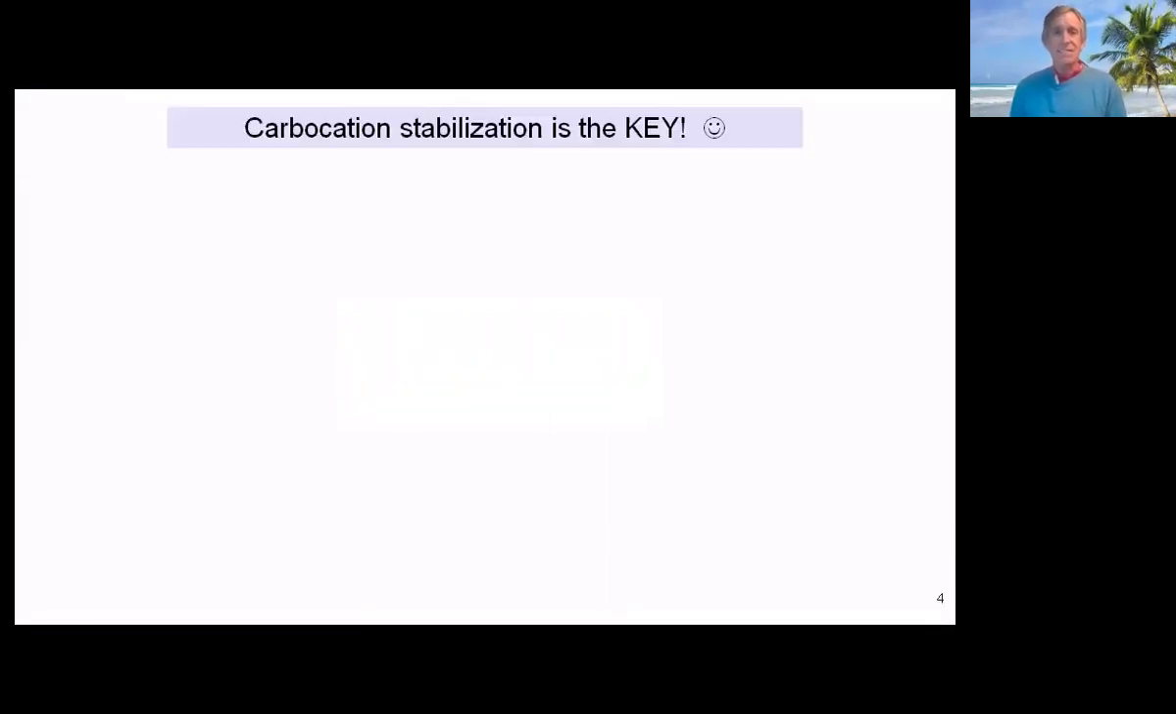Oh, yay. Okay, so carbocation stabilization is the key. If you're going to have a leaving group fall off, it's great to have a good leaving group. But a 3-bonded carbon with a positive charge is very unstable. And so the key to doing an SN1 reaction is making sure there's stability of that carbocation somehow. Somehow you give it a way to get rid of some of that charge.